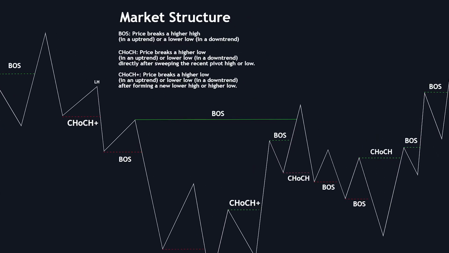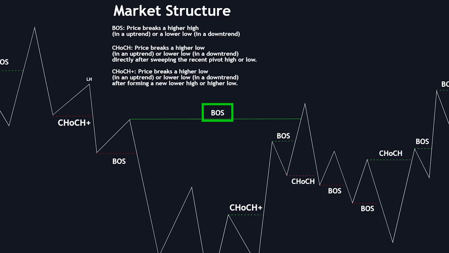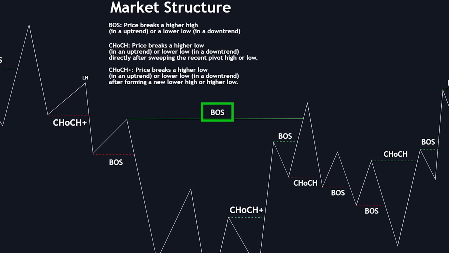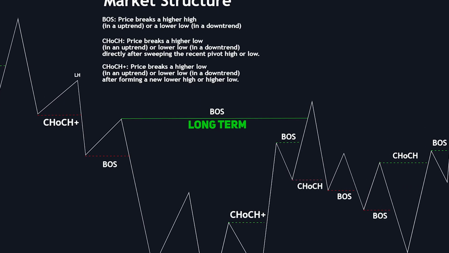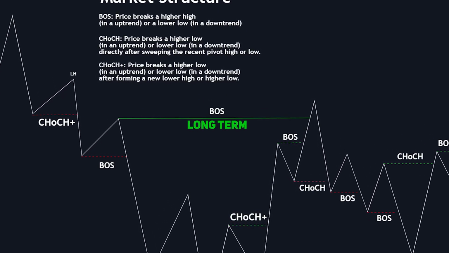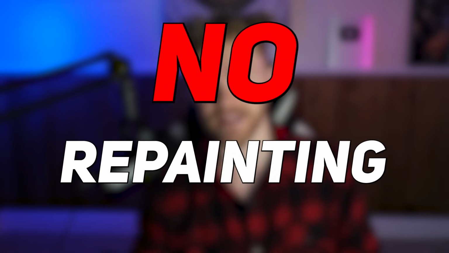We can also see a solid line with a larger BOS label in the middle of the diagram here, and this label just demonstrates a break of structure taking into account the longer term price action on the chart. And yes, all of these labels are generated in real time, and no, there is absolutely no repainting of these labels in the indicator.